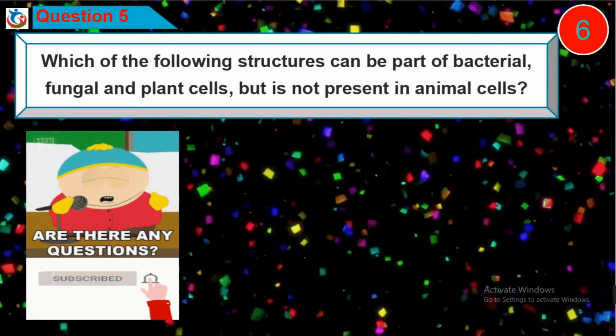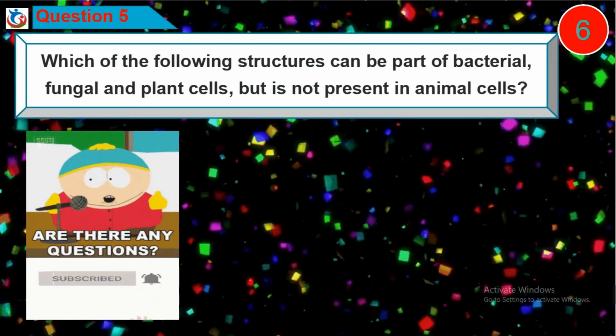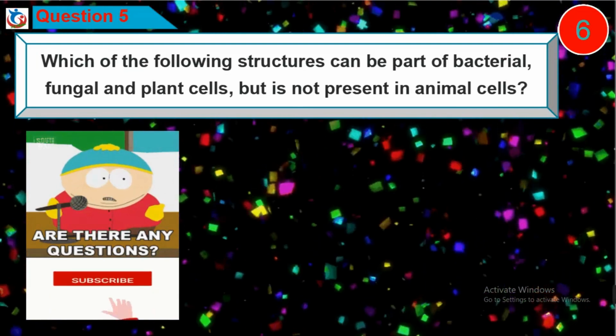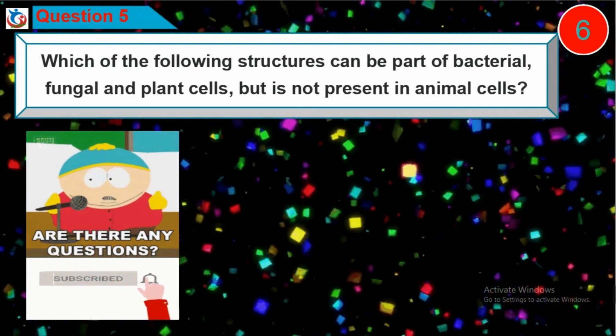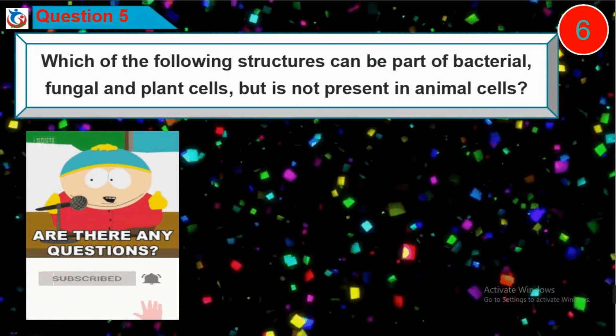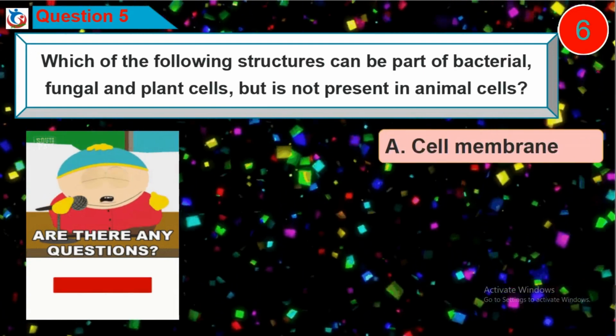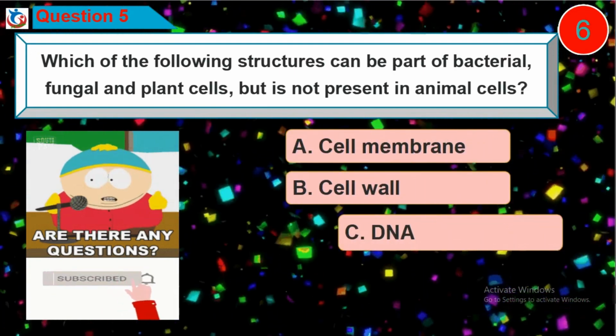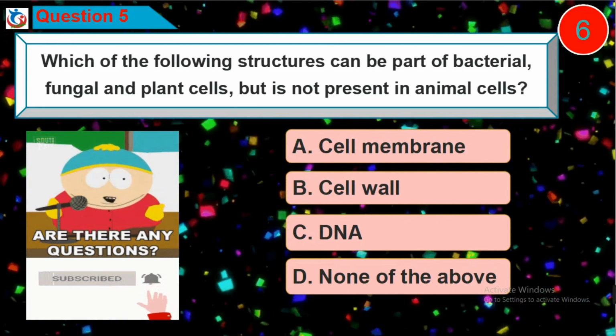Question 5. Which of the following structures can be part of bacterial, fungal, and plant cells, but is not present in animal cells? Is it option A, B, C, or D?